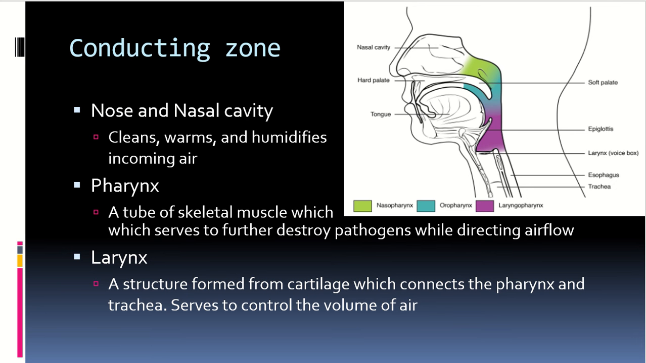Lower down will be the pharynx, which is a tube of skeletal muscle which serves to further help protect against pathogens that are going down the airway. And then even lower, just below the pharynx, would be the larynx, a structure formed from cartilage which connects the pharynx to the trachea, and it serves to control the volume of air.